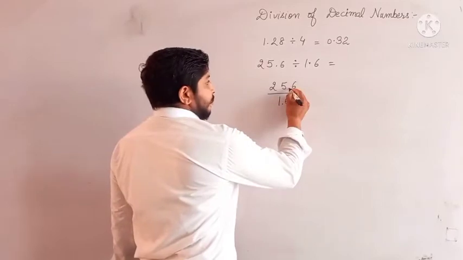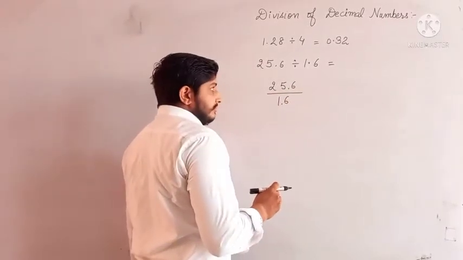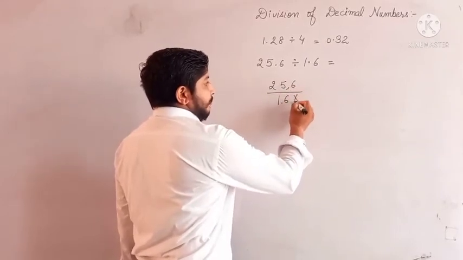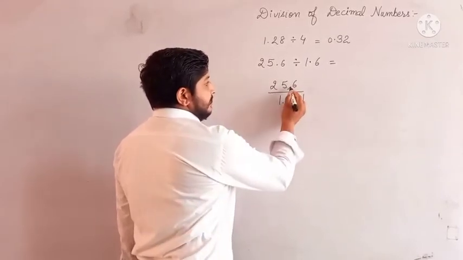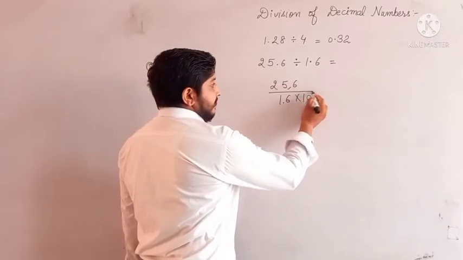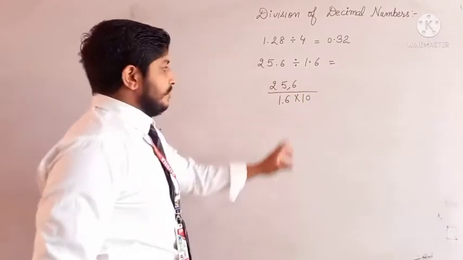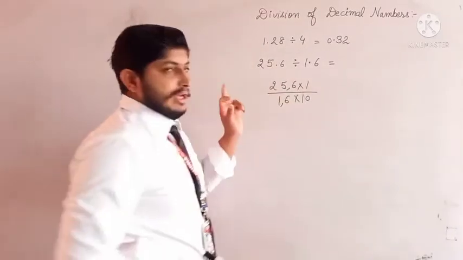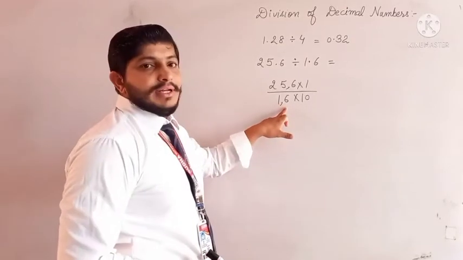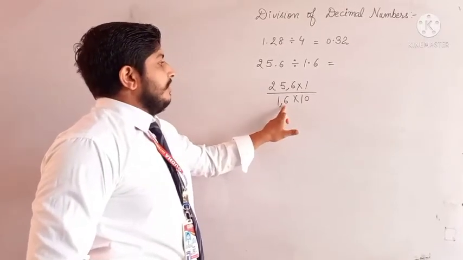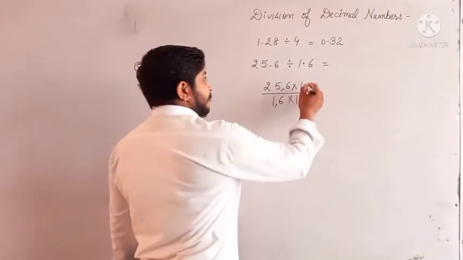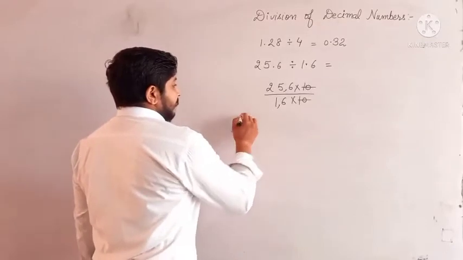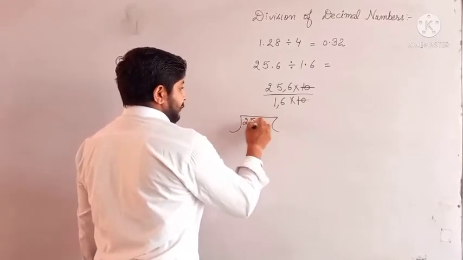To remove the decimal from the numerator, listen to this line very carefully. To remove this point from the numerator, we put 1 in the denominator. And just after the point there is one digit, so we write 10. And in the denominator, to remove the decimal we put 1 in the numerator, and just after this decimal there is 1 digit, so we put 10 here. Then 10 cancels by 10, and simply you divide 256 by 16.